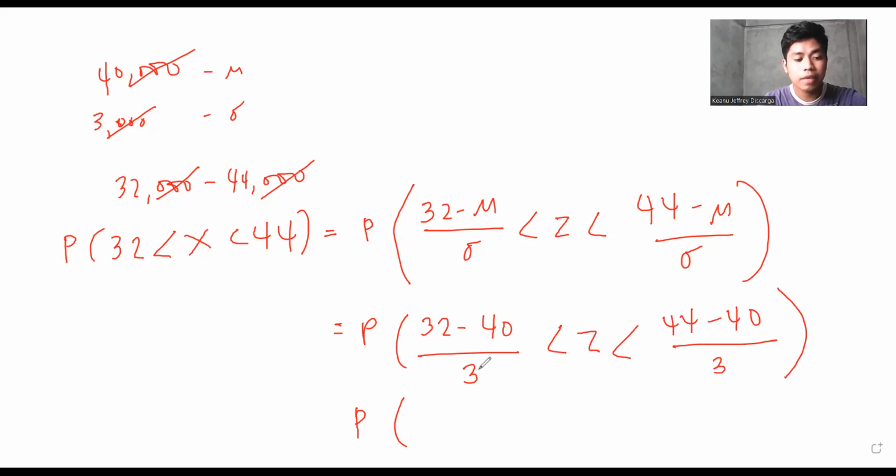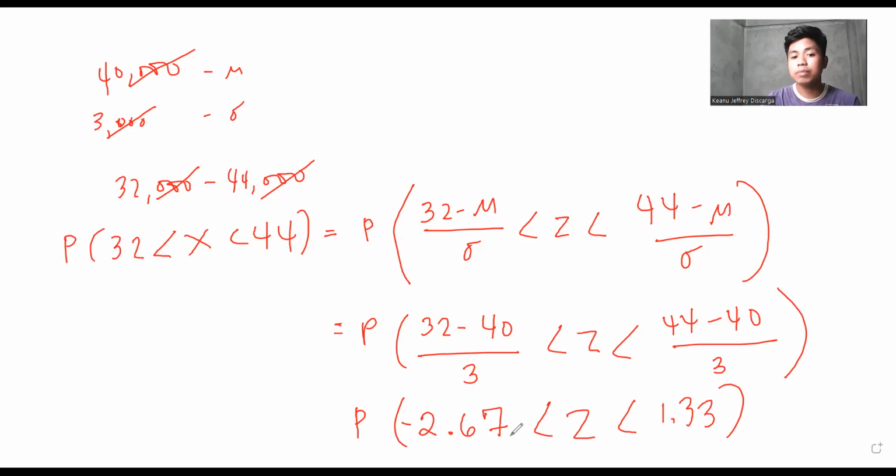So, negative 8 divided by 3 is 2.66. Negative 2.67 kapag na-round off. And then 44 minus 40 is 4 divided by 3. That is 1.33. Okay. Ang next natin gagawin is to find the values ng negative 2.67 saka 1.33 sa ating appendix, sa ating table na makikita sa likod ng ating aklat.